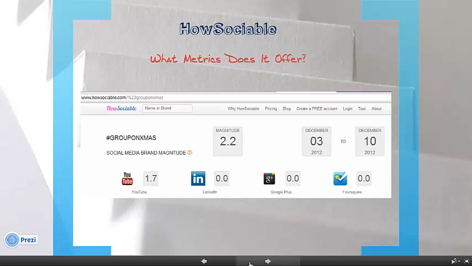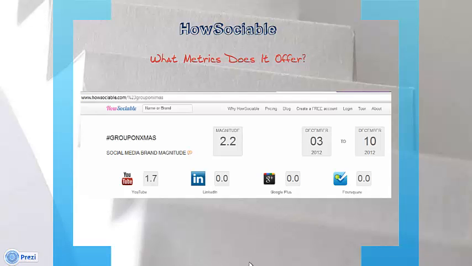The tool How Sociable measures magnitude. Basically, this is the size of your social presence in certain social channels compared to other companies. The score is based on a possible 10 points. Just a basic access of the site allows you to measure only 4 channels, but if you become a full member, it bumps up to 32 total social channels. This site will give a company a good idea of what sites are generating the most interest.